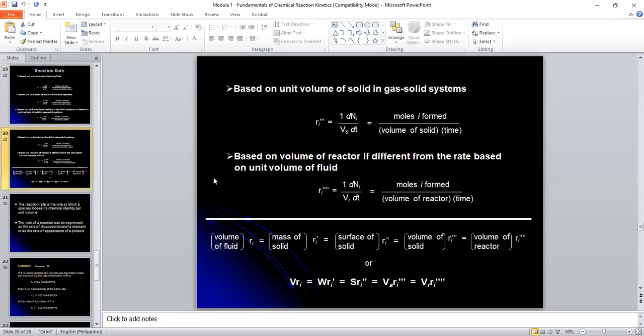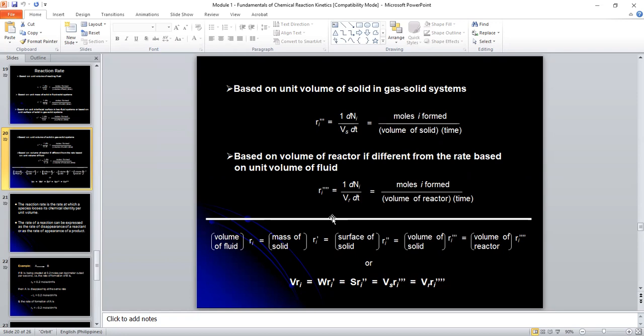But if the problem specifies the reactor, then it is this one. Okay? Because it's not in all systems, class, that the volume of your system is the same as the volume of the reactor. Oftentimes it's not possible, for example, that your system is 1 cubic meter and your reactor is also 1 cubic meter.